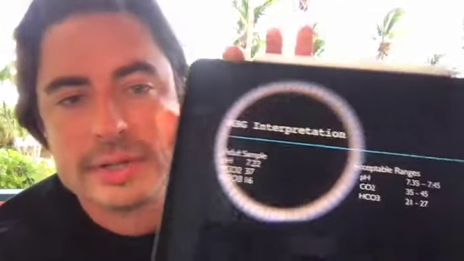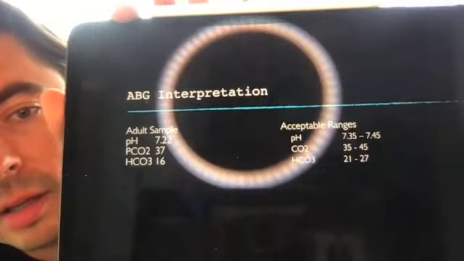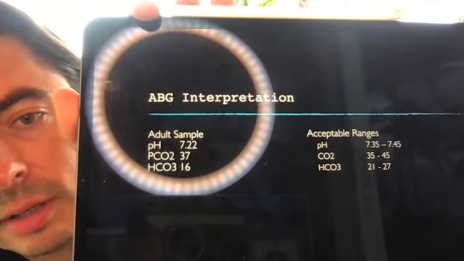Then the next thing we're going to do is look at the CO2. Is the CO2 causing the acidosis? Again, referring back to the first video, if the CO2 is greater than 40, most likely it is causing that acidosis. In this case, we have a CO2 of 37. So that is not a respiratory problem. If it's not respiratory, it's got to be metabolic. So right away, I know that I have a metabolic acidosis.